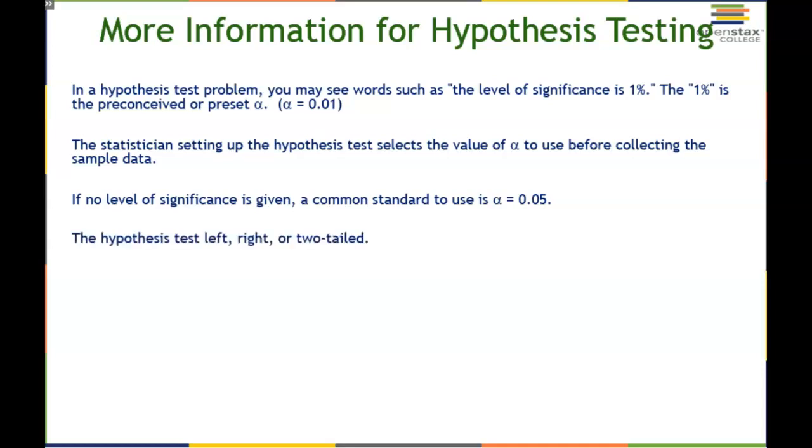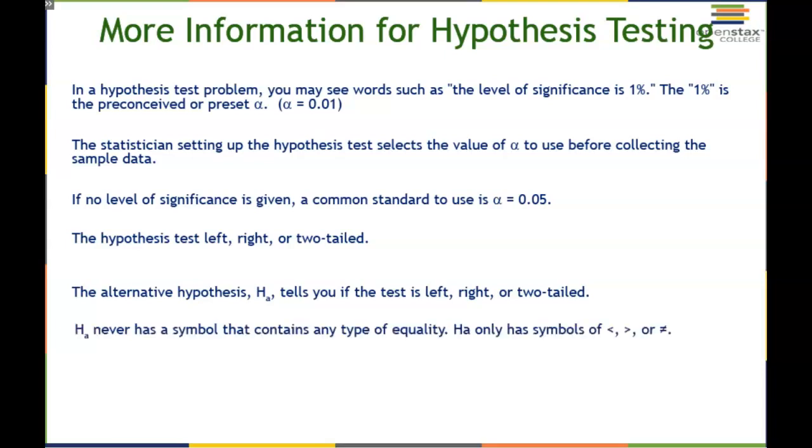Hypothesis tests are left, right, and two-tailed, and it's the alternative hypothesis which tells you which type of test that would be by the symbol it has in there. Remember, an HA only has symbols of less than, greater than, or not equal to. And it's that symbol that's going to give away that little clue as to if it is left, right, or two-tailed.